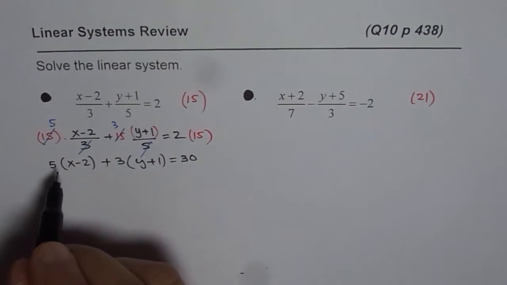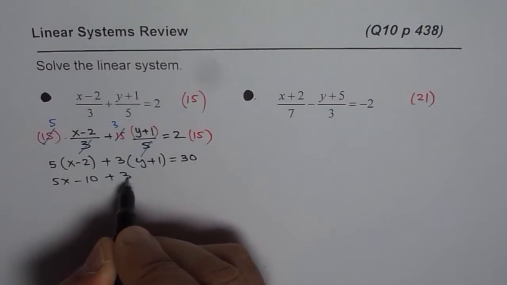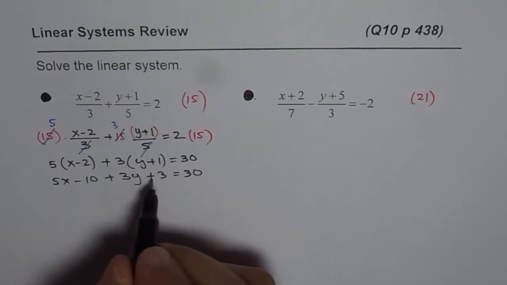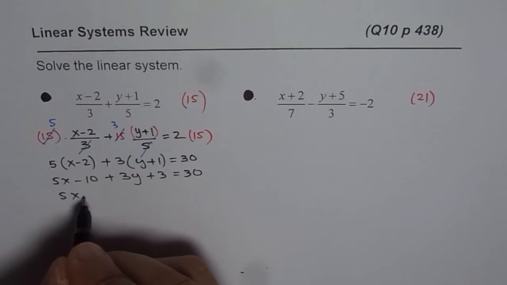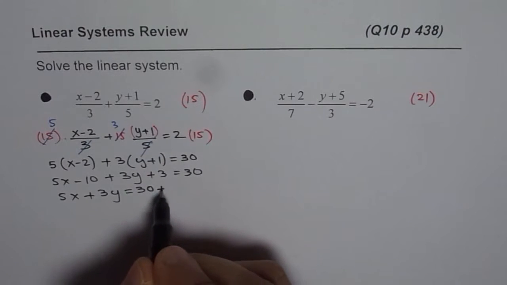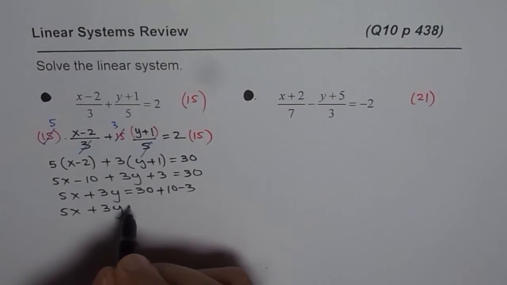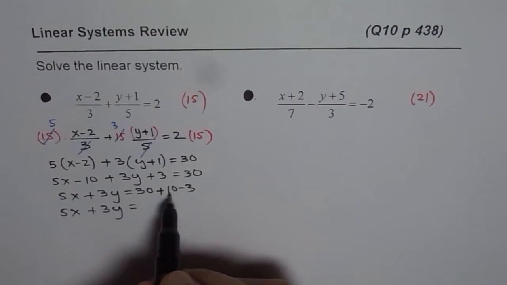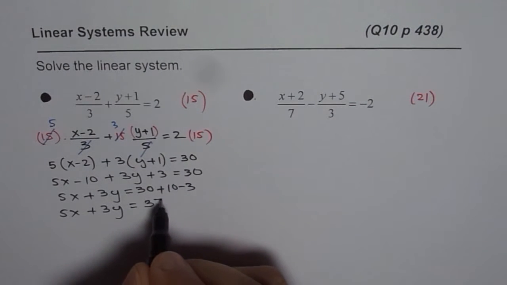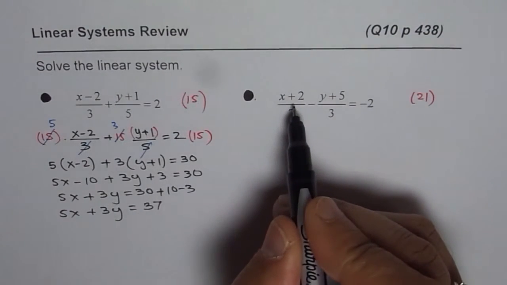Now let's simplify this by opening the bracket. We get 5x minus 10 plus 3y plus 3 equals 30. Bring the constants to the right side. So we have 5x plus 3y equals 30 plus 10 minus 3. We rewrite this: 5x plus 3y equals 30 plus 10 is 40, take away 3 is 37, right? So we get 37.